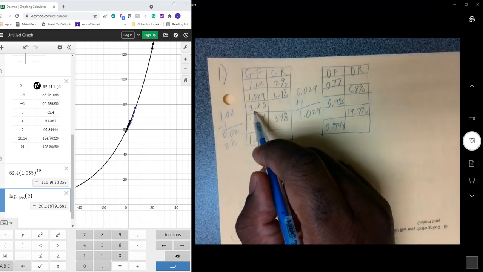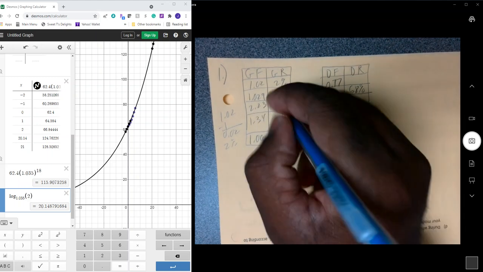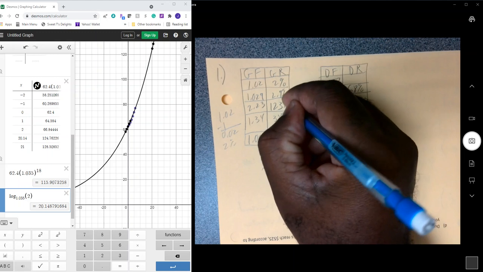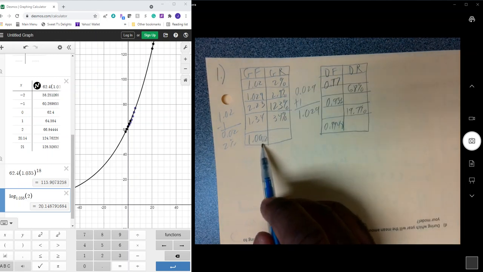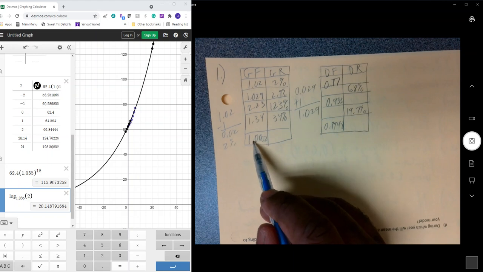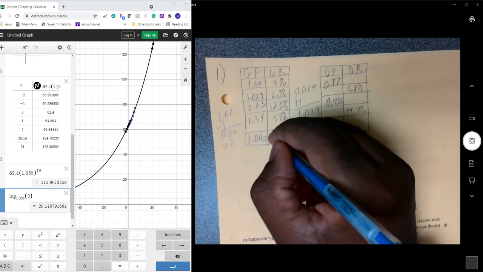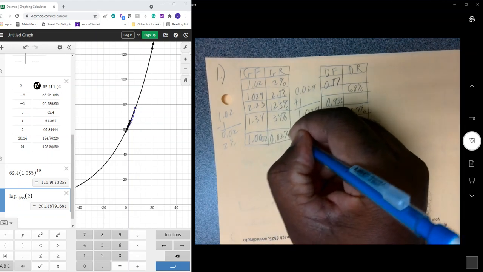If you subtract 1 here, that'd be 1.23 written as a percent. It'd be 123%. Here, subtract 1. We have to move that decimal 2 places to the right. It'll be 0.02%.